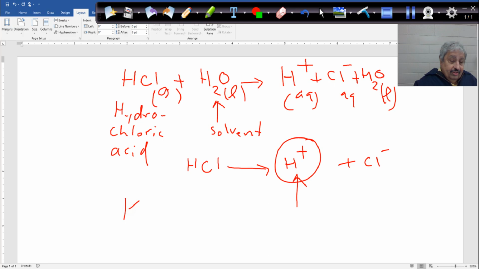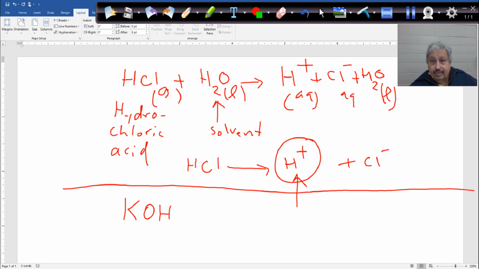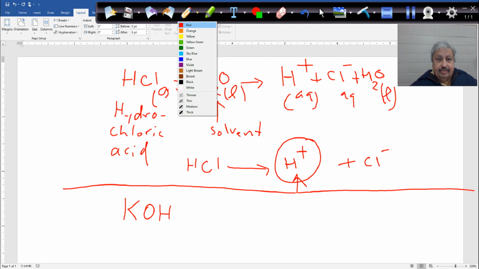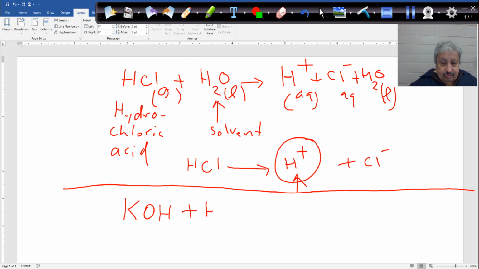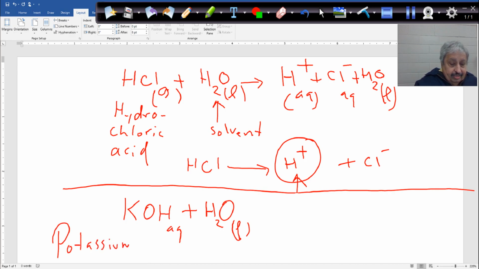A base, on the other hand, KOH, in H2O, again, the H2O is a solvent there. Here it is. Let's look at this plus H2O. H2O is a liquid. This is aqueous. This is called potassium hydroxide.